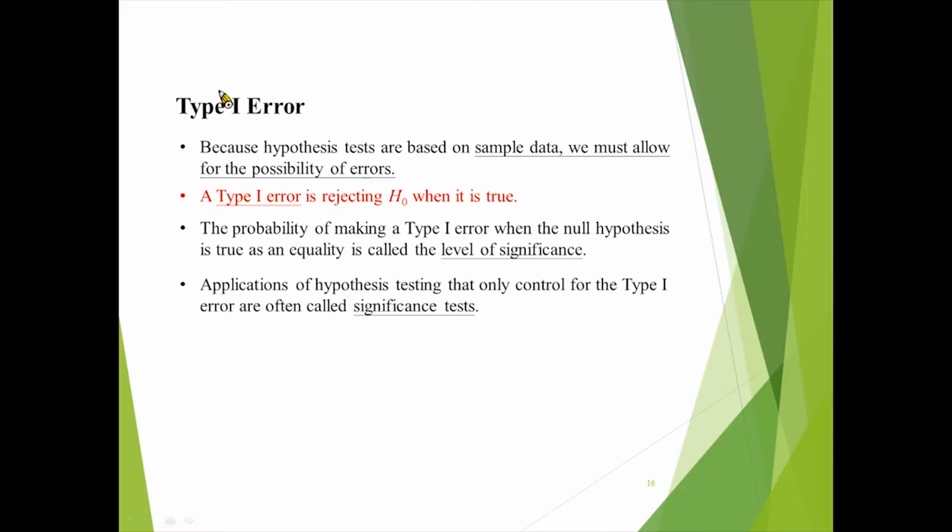Okay, so on another slide we will talk about the type 1 error. Because hypothesis tests are based on sample data, we must allow for the possibility of errors. Okay. A type 1 error is rejecting H0 when it's true. So we can see this is the type 1 error because if H0 is true but we reject, this must be the type 1 error. And the probability of making a type 1 error when the null hypothesis is true as an equality is called the level of significance.